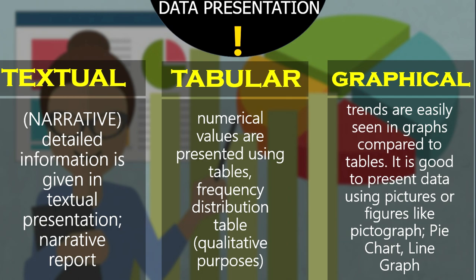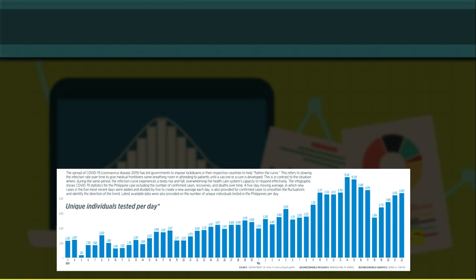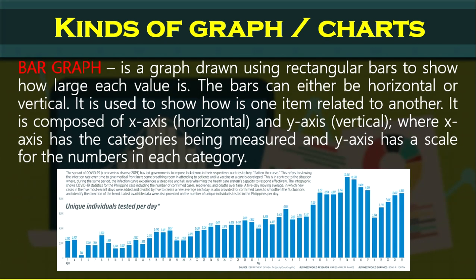Okay, so now let's try to discuss each of the types or kinds of charts or graphs, starting with the bar graph. A bar graph is a graph drawn using rectangular bars to show how large each value is. The bars can either be horizontal or vertical.